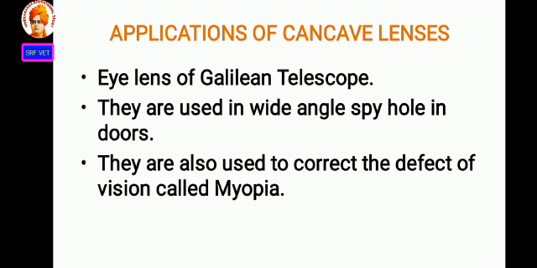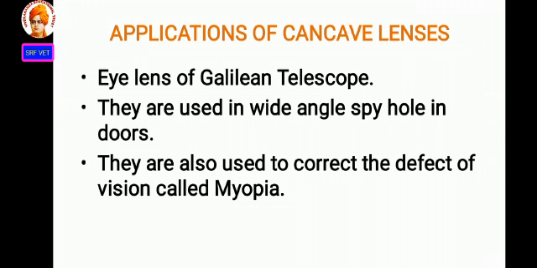Next, application of concave lens. Concave lenses are used as the eye lens of a Galilean telescope. Galilean telescope means an instrument for viewing distant objects. They are used in wide angle spy holes in door cameras, that means indoors. They are used to correct the defect of vision called myopia. Myopia means short-sightedness.